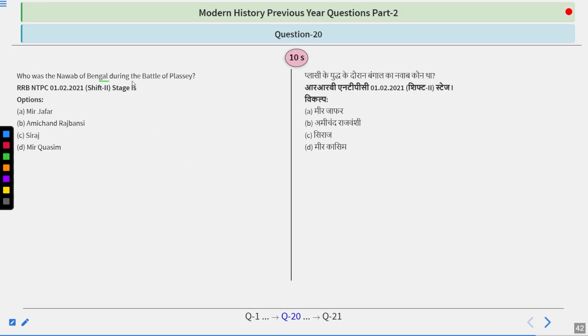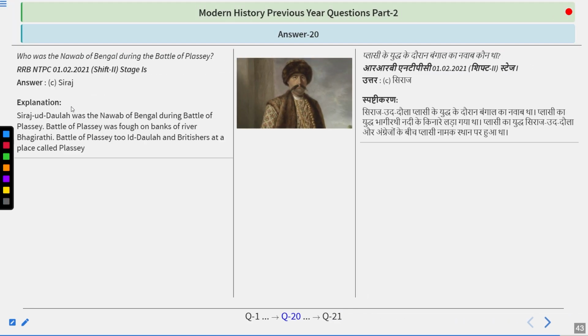Who was the Nawab of Bengal during the Battle of Plassey? Simple question. Try to find out the answer. The answer is Siraj-ud-Daulah. Siraj-ud-Daulah was the Nawab of Bengal during the Battle of Plassey. The Battle of Plassey was fought on the banks of the river Bhagirathi, between Siraj-ud-Daulah and the British at a place called Plassey. So do remember, this was Siraj-ud-Daulah.